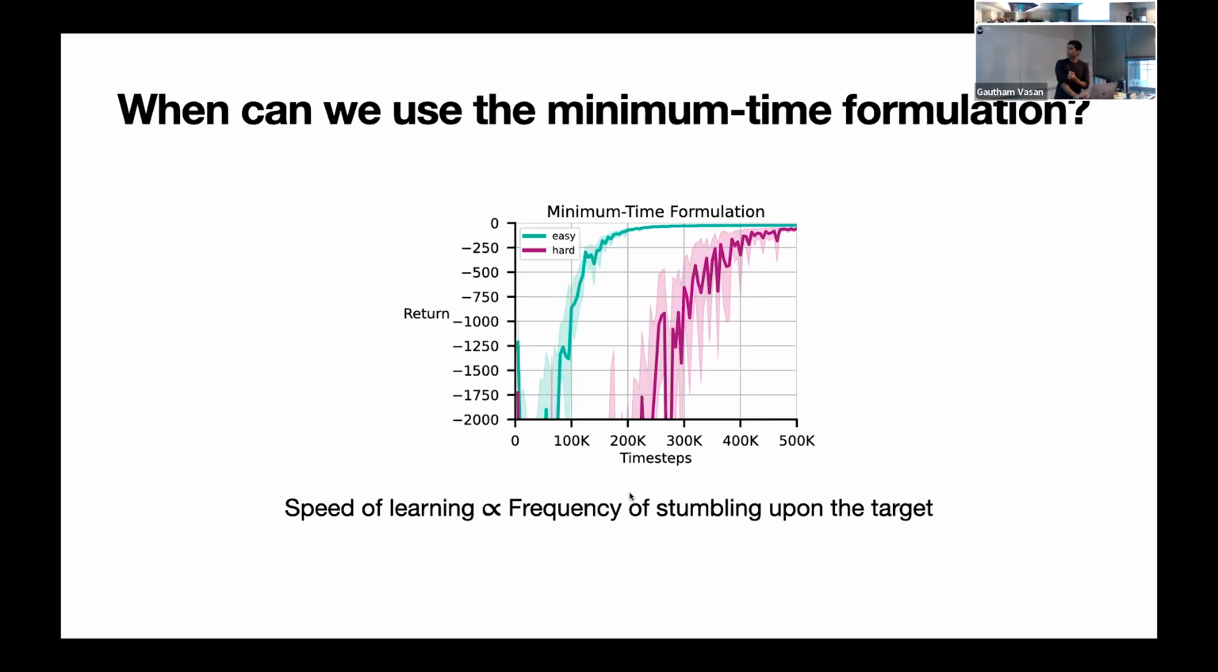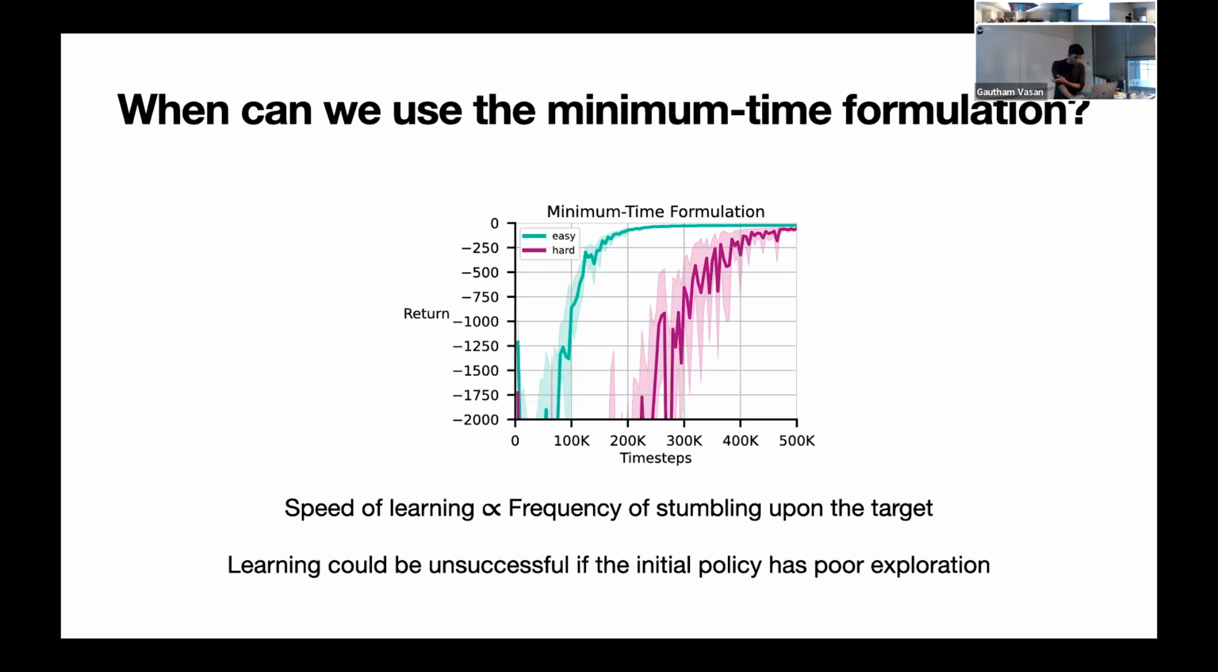So this makes sense because if you don't stumble upon the target with sparse rewards, you don't really have any useful signals to learn from. And if you stumble upon it frequently enough, then you can learn pretty quick. So the learning could be unsuccessful if the initial policy has poor exploration.